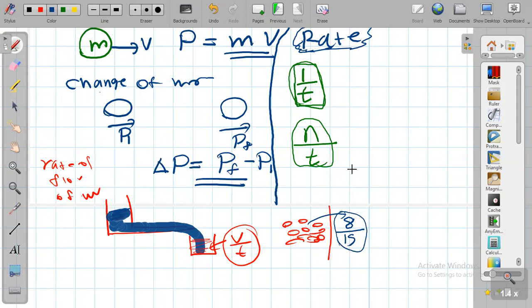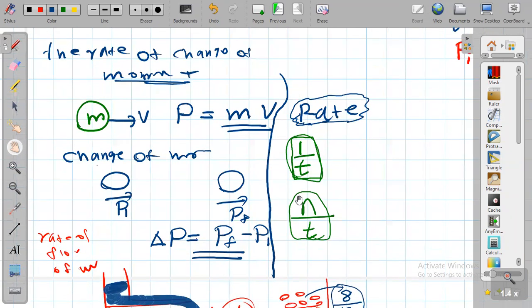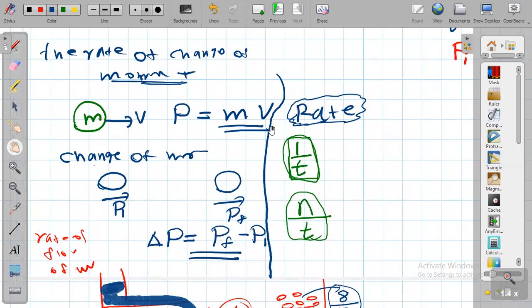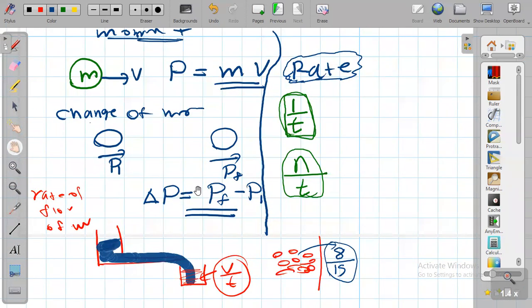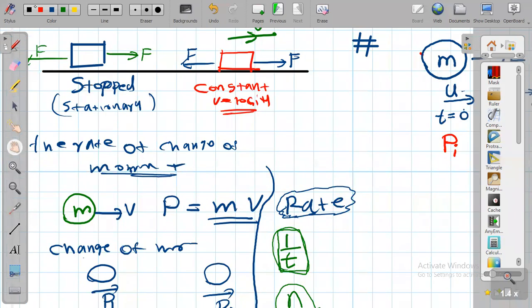Yeah, relative change of quantity against another. So normally we take the rate against time. So what is the rate of change of momentum? If this is the change of momentum, what is the rate of change of momentum? Look carefully. The rate of change of momentum is delta P divided by delta T, the time taken.